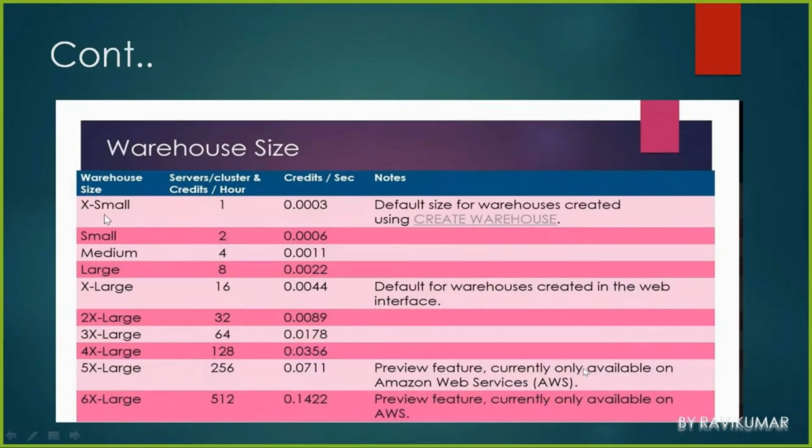X-small, XS: 1 cluster, and the cluster consists of 1 server. Small is 2, medium 4, large 8, X-large 16 nodes, 2X-large 32, 3X-large 64, 6X-large 512.